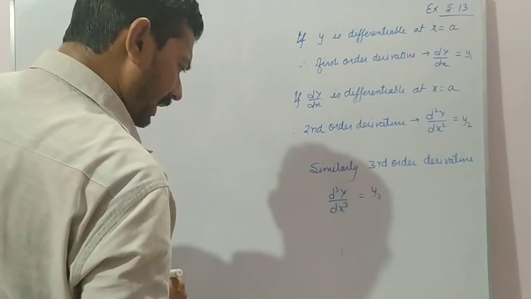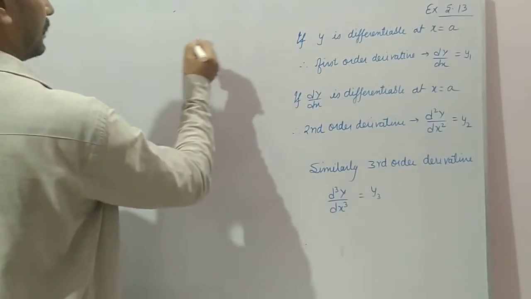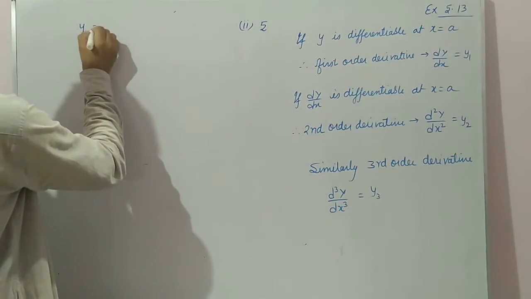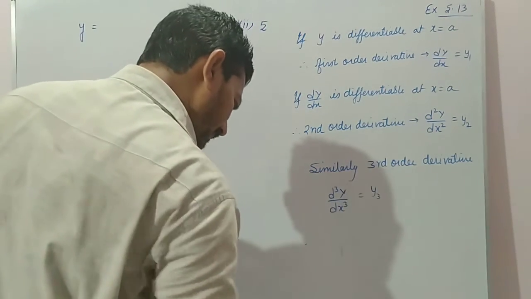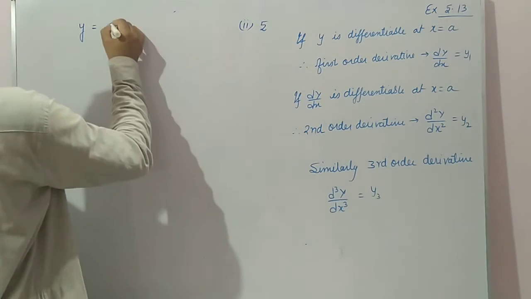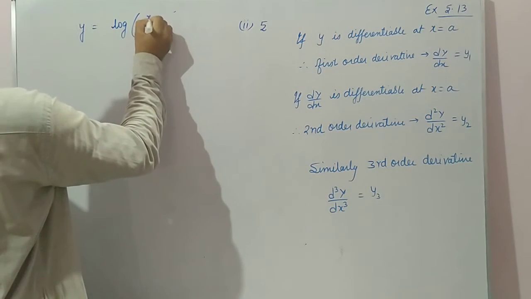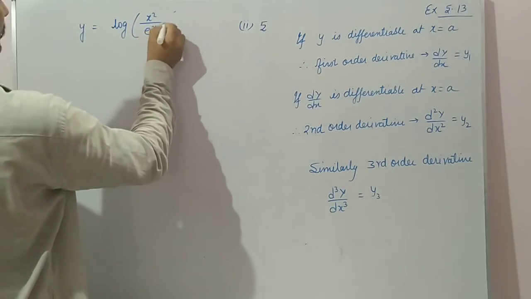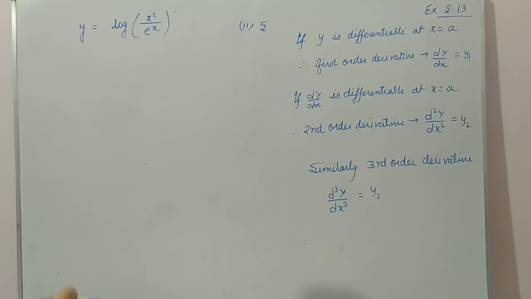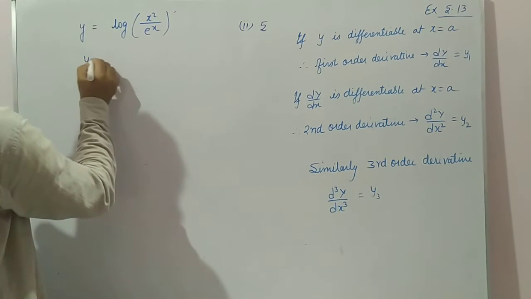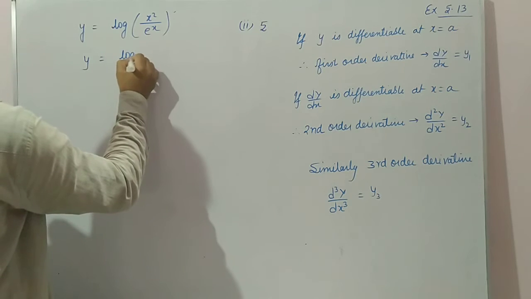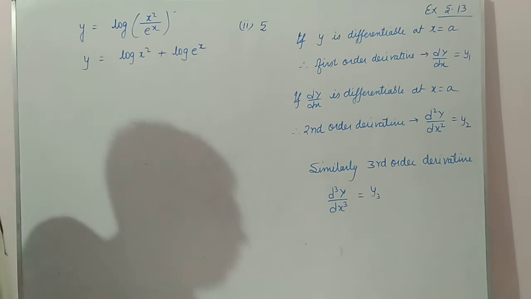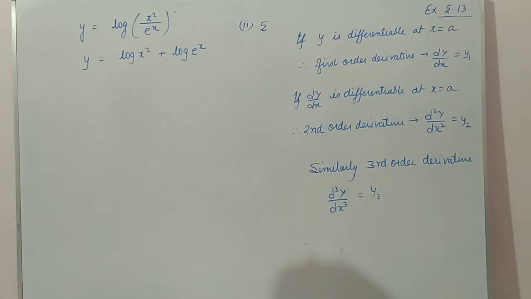Question 5 number 2. Find d2y by dx square when y equal to log of x square by e to the power x. We have to find d2y by dx square. Now see here. First we will simplify this one. We can write log x square plus log e to the power x. Our requirement is what? d2y by dx square.